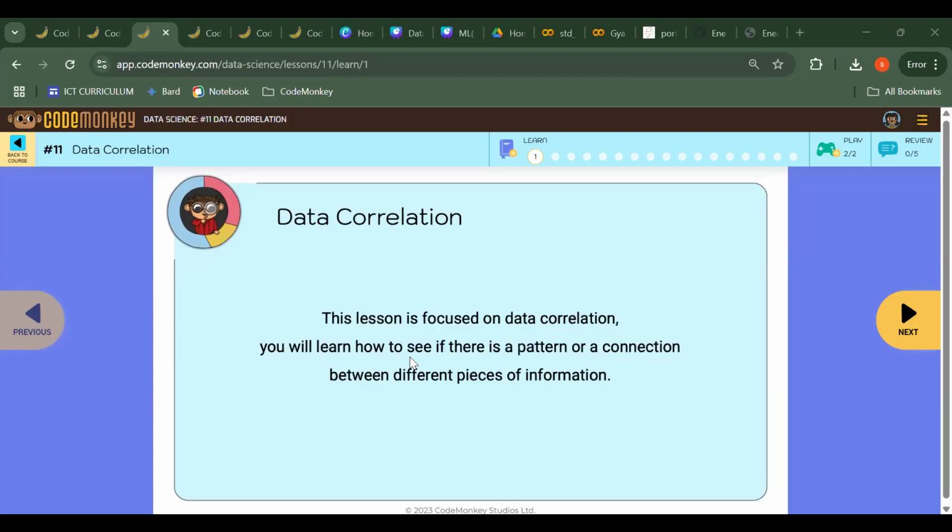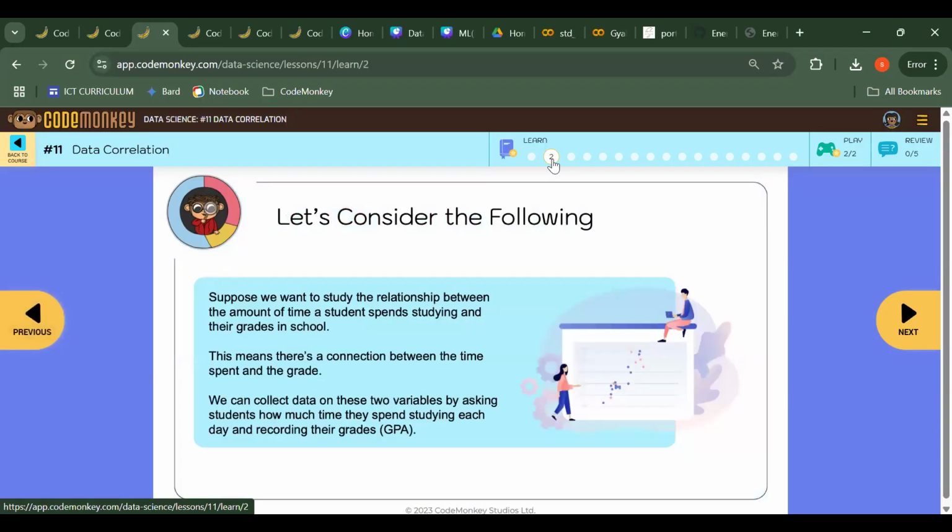Correlation means when two things go together. We can say it like that. Correlation is when two things change together. A scatter plot is an example of data correlation, to see a connection. When one goes up or down, the other one usually goes too, like teammates. So going to the next slide.